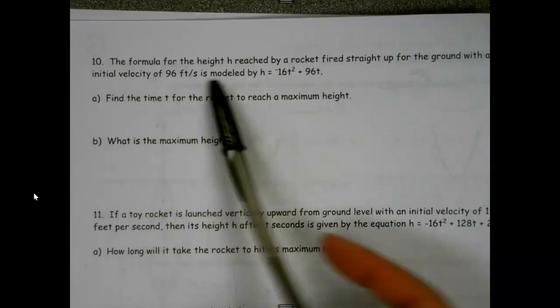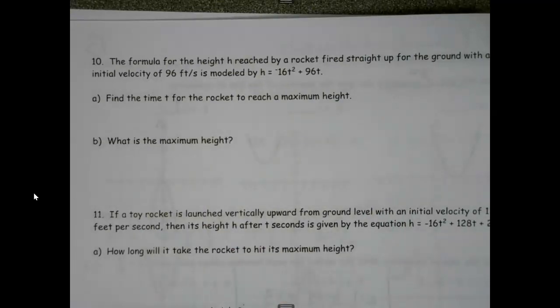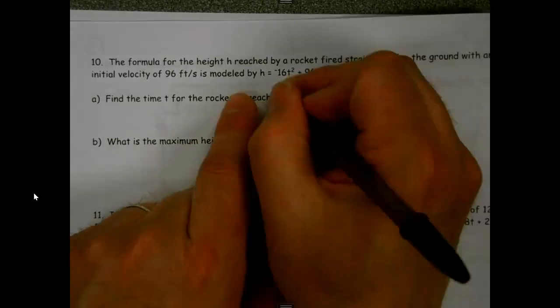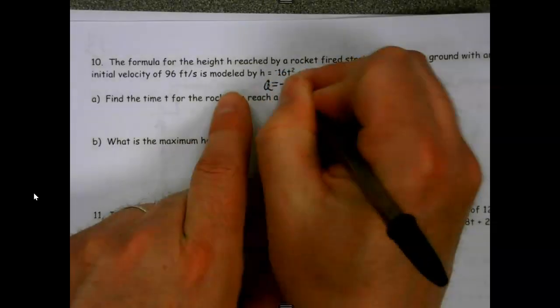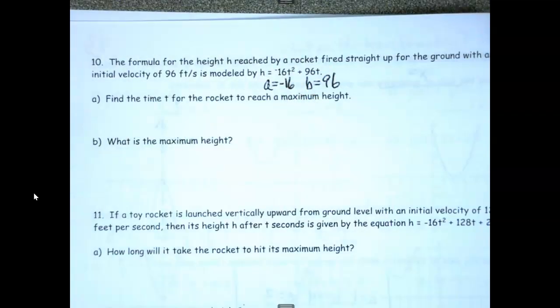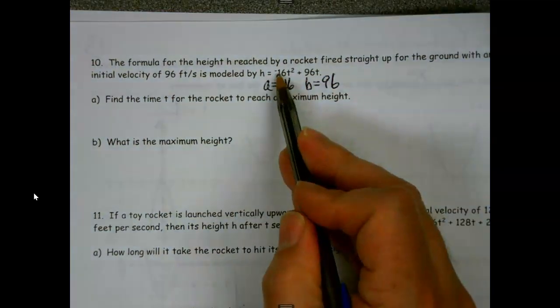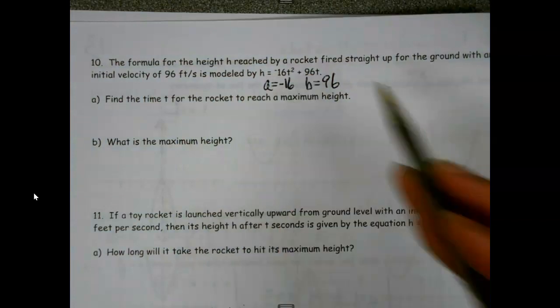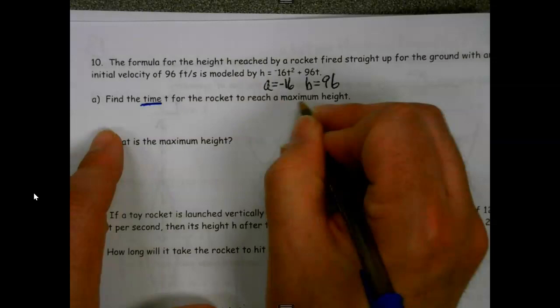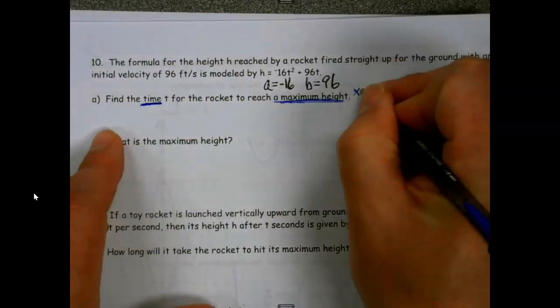So this is kind of like our frog problem. It might be a nice number. It might not be a nice number. It just depends. So we've got our equation. So my A is negative 16. My B is 96. Number in front of the squared is A. There's B. Find the time for the rocket to reach a maximum.